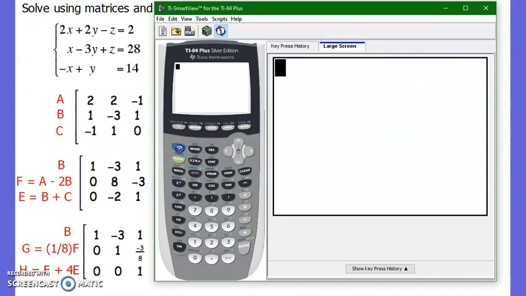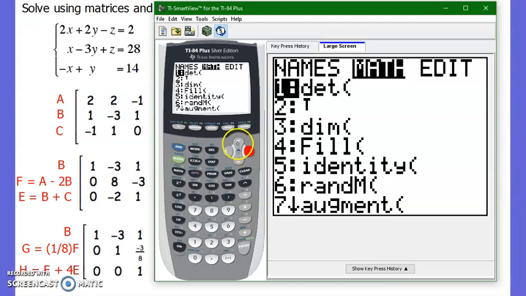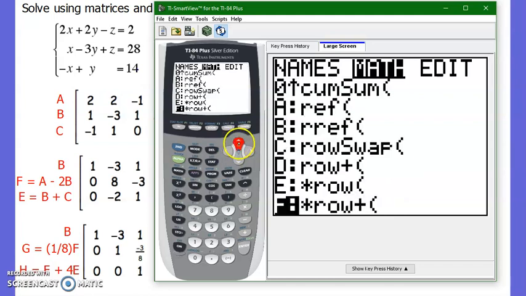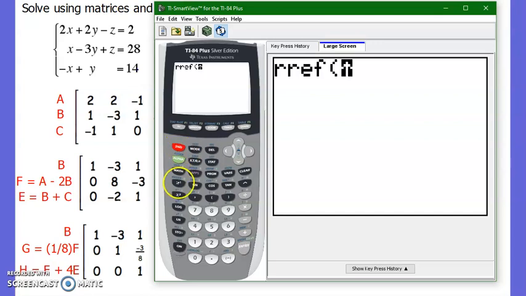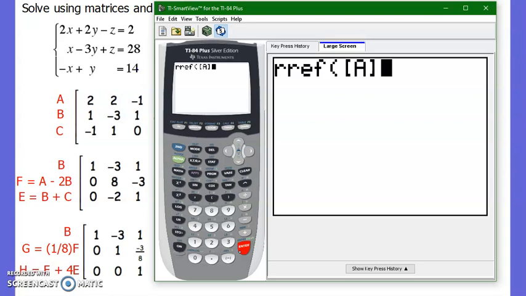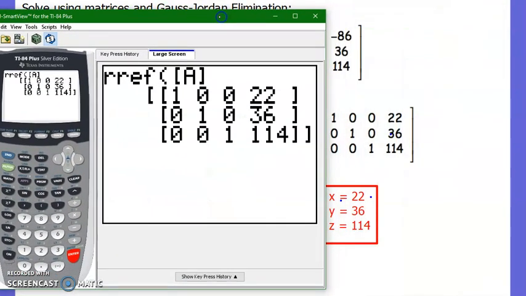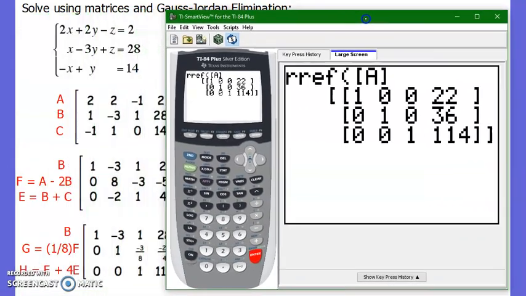And one huge advantage again of your calculator are the things that it can do. If I go to my math menu, and then I go to the bottom of the list, you'll notice that pretty close to the bottom, there's an option for RREF. So if I grab that option, then I'm going to go back to Matrix, and I'm going to grab Matrix A. And very quick and simple, just hit Enter, and you'll notice there are our numbers, 22, 36, and 114. It doesn't get much faster than that.